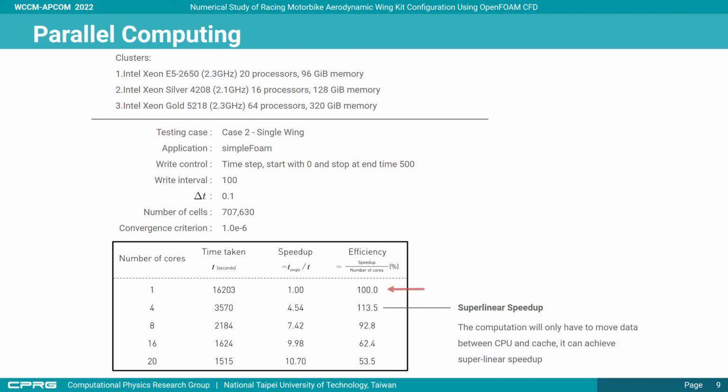Started with one core as 100% efficiency. Once the cores increased, the speed got higher but the overall efficiency got lower. The comparison of efficiency and the cores is as the table. It's very interesting here, we could see the superlinear speedup happens at 4 cores. With the results above, cases run parallel computing using Intel Xeon Gold 5218 with 320 GB memory.